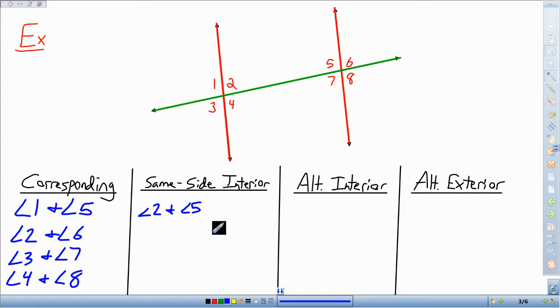Okay, there is one other pair of same side interiors. See if you can think of it and write it on your paper. Give it a try.